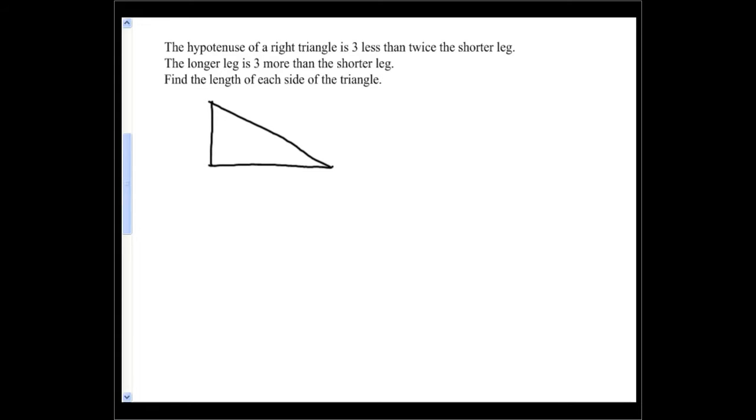So in this problem, we need to determine what the unknowns are, as well as assigning our variable to what I don't know anything about. And in this problem, they're not telling us anything about the shorter leg, so we will assign x to the shorter leg. Now the hypotenuse, they're telling us, is 3 less than twice the shorter leg. So 3 less than would be minus 3. Twice the shorter leg means 2 times. So that will be 2x minus 3 for the hypotenuse. The longer leg is 3 more than the shorter leg. 3 more than means add 3, so x plus 3 will be the expression for the longer leg.